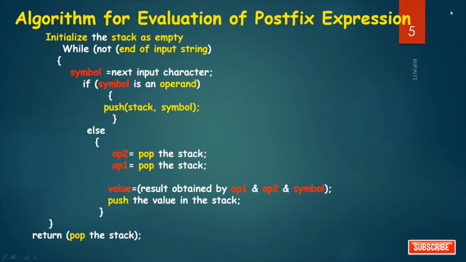So I repeat, if the symbol is an operand, then you have to push. If it is an operator, then you have to pop. First popped element is OP2, second popped element is OP1. Calculate the result, store it in the variable value, push the value on the stack, and in this way this while loop continues till the end of the input string is reached. Finally, we get the result after popping the stack. So the final result is stored in the stack. We get the result after popping the stack.